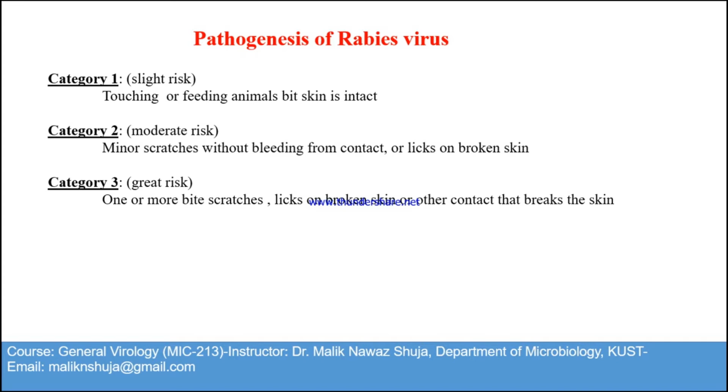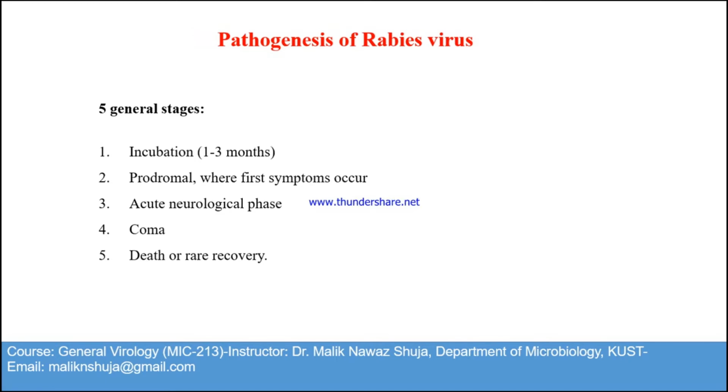In the second category, which is considered to be a moderate risk, there are minor scratches without bleeding, or contact on broken skin. It should be noted that broken skin is also categorized in the second category. In the last category, people are at higher risk: one or more bite scratches, or contact on unbroken skin or other contact that breaks the skin. It should be noted that those people in category 3 are usually at high risk.